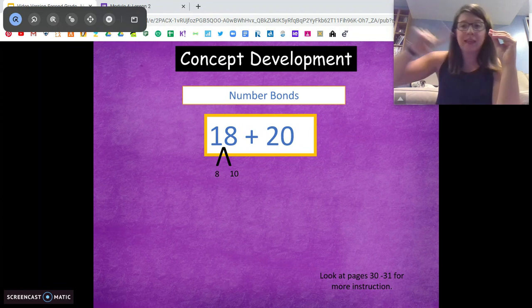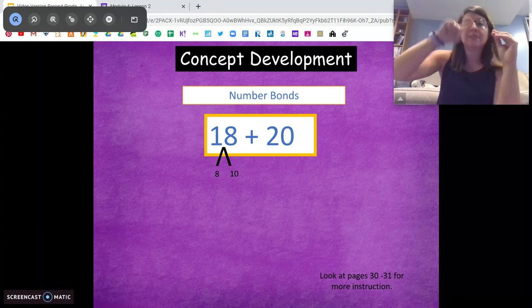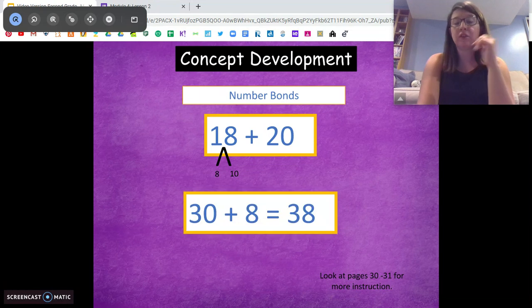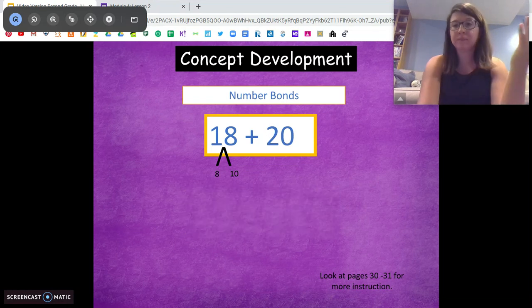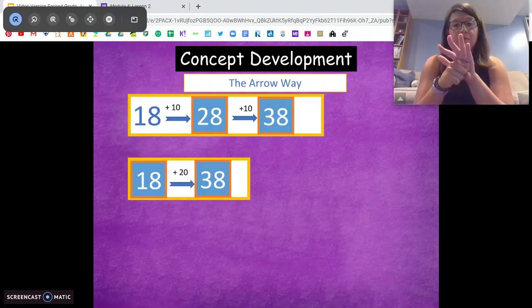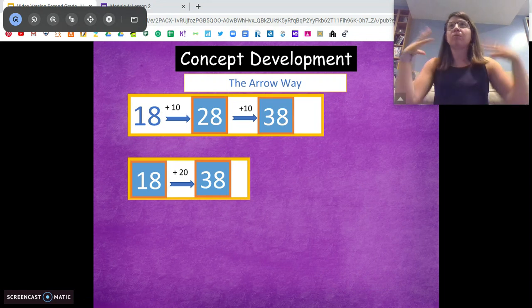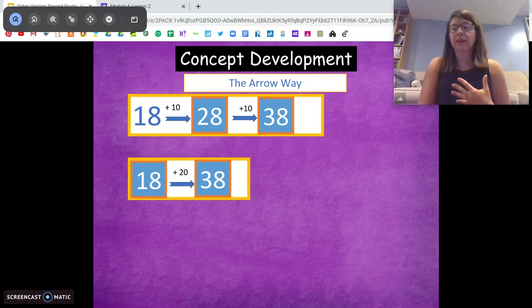Now we're going to add like terms. We're going to add the tens. 10 plus 20 is 30, plus our 8 extra ones is 38. Got the same answer either way. Okay, it's just a matter of how our brain understands it, what's the best way to break it down.